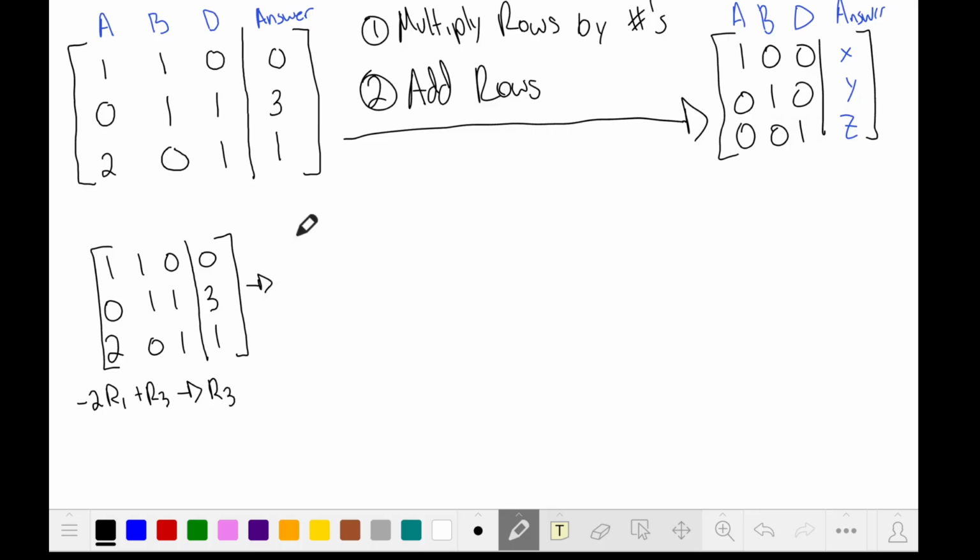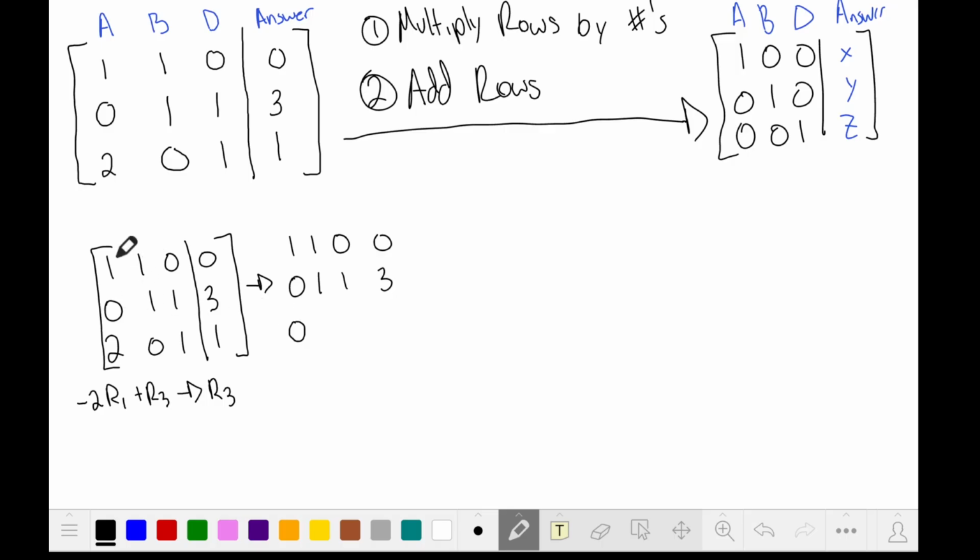So what's that going to look like? Well, first row doesn't change. Second row we did nothing to, so that doesn't change. And then finally the last row. The last row is the one that we are changing. So we're going to do minus 2 times row 1. So we're going to do minus 2 times 1. So it's going to be minus 2 plus 2 equals 0. So notice we've got that 1, 0, 0 the way we wanted.